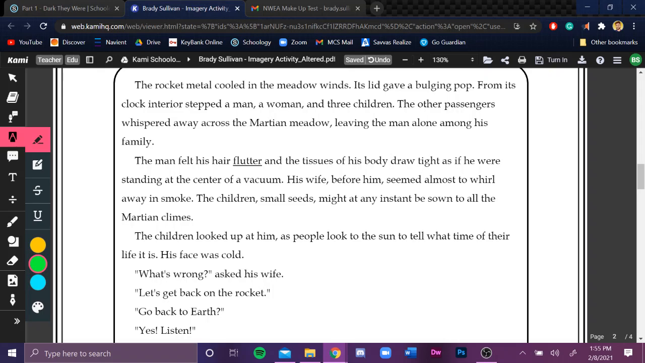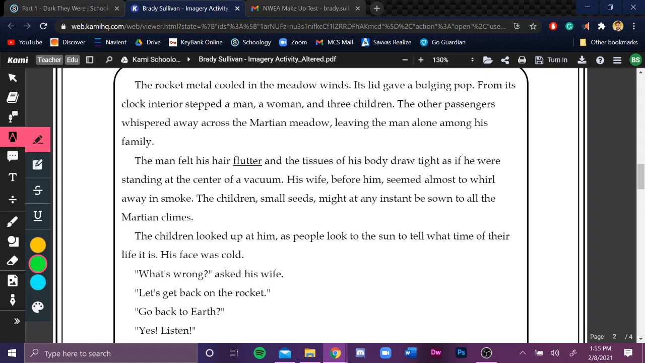The rocket ship's metal cooled as the meadow winds blew across it. The lid gave a bulging pop. From its clock interior stepped out a man and a woman and 3 children. The other passengers whispered away across the Martian meadow, leaving the man alone among his family. The man felt his hair flutter as the tissues of his body drew tight as he was standing in the center of a vacuum. His wife before him seemed to almost whirl away in smoke. The children, small seeds, might have at any instant blown away into the Martian climate.